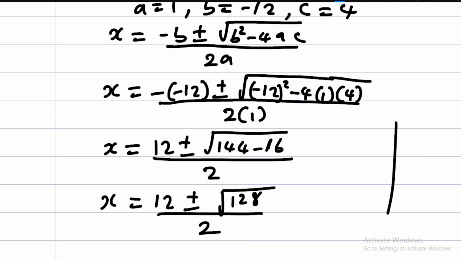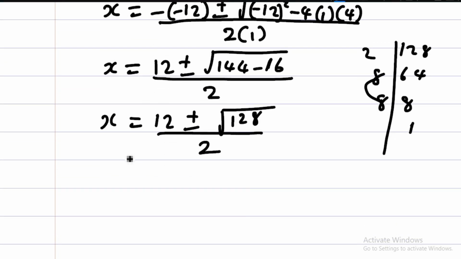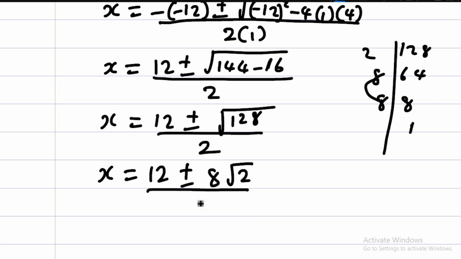Now if I break 128 down, 128, 2 divide will give us 64. 8 to divide will give us 8. 8 to divide will give us 1. So this one that is double stays outside, while 2 that is single will stay inside. So this is the same thing as saying x is equal to what? 12 plus or minus 8 the square root of 2, then everything over 2.